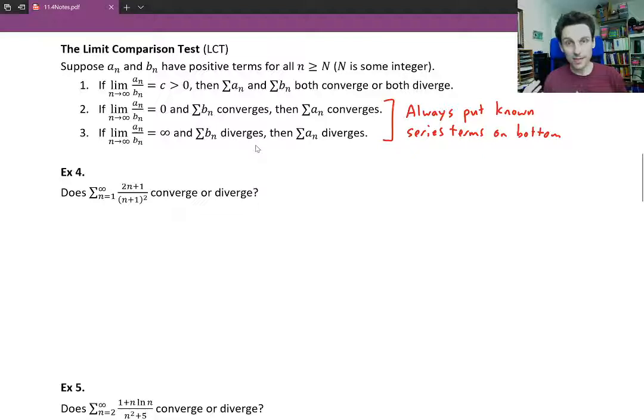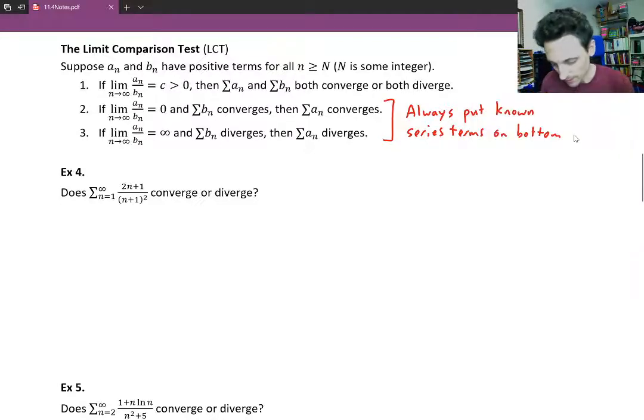Again, you could rewrite the limit comparison test differently, and once you really get to understand the concept, then you don't really have to follow these strict rules. You can compare them however you like, but as long as you understand how to use the results of that limit as n approaches infinity, then that will work. But for now, always put the known series terms on the bottom.